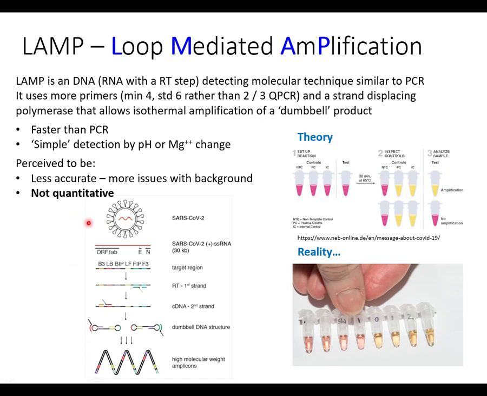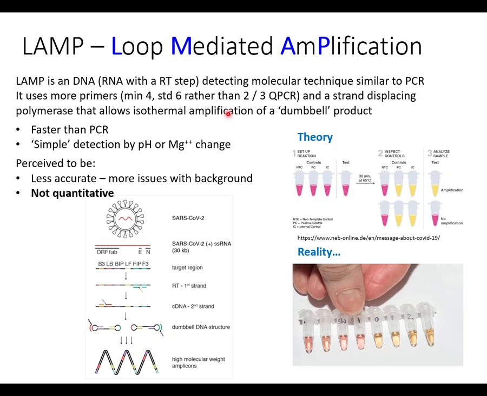You lyse up your SARS-CoV-2, you release the genome which you copy into DNA, and then you have a set of primers which target specific areas, normally the E gene, the N gene or ORF1, and these will amplify up this piece of DNA by producing these dumbbell shaped structures where the primers loop around and allow copying of a double stranded fragment into a high molecular weight amplicon.